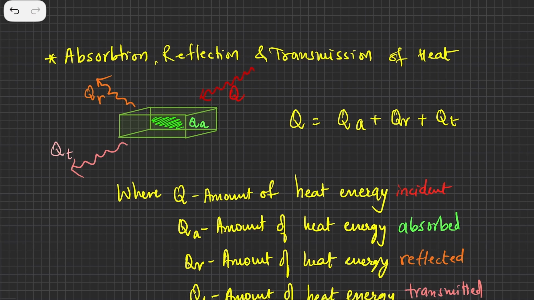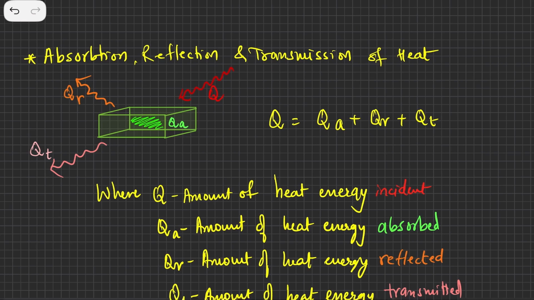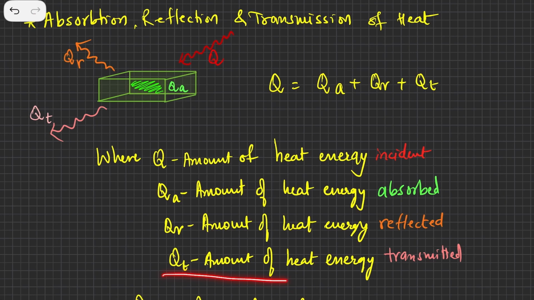Now we can generalize this into one equation which says Q, that is the total amount of heat energy which is incident, is equal to the amount of heat energy absorbed plus reflected plus transmitted. So this is one very logical equation we have made. Q is the amount of heat energy incident, QA is the amount of heat energy absorbed, QR is the amount of heat energy reflected, and finally QT is the amount of heat energy transmitted. So transmission, basically, is when heat energy is incident, but it is not absorbed, it is not reflected, it is just making the energy pass through the body. So that's what is called transmission.